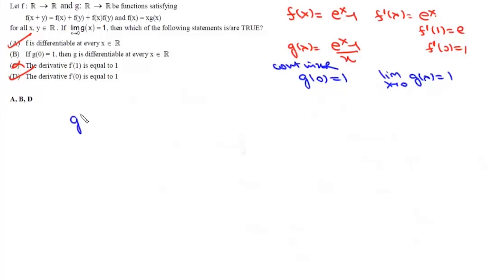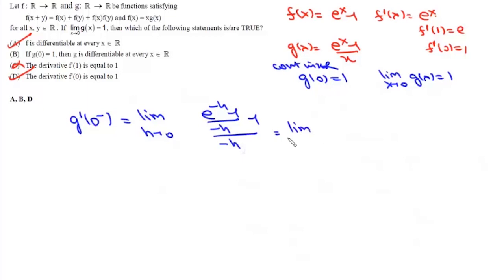So if we find g'(0) negative, it will be this limit h tends to 0 of [(e to the power minus h minus 1) upon minus h minus 1] upon minus h, and it will be this limit h tends to 0 of (e to the power minus h minus 1 plus h) upon h square.